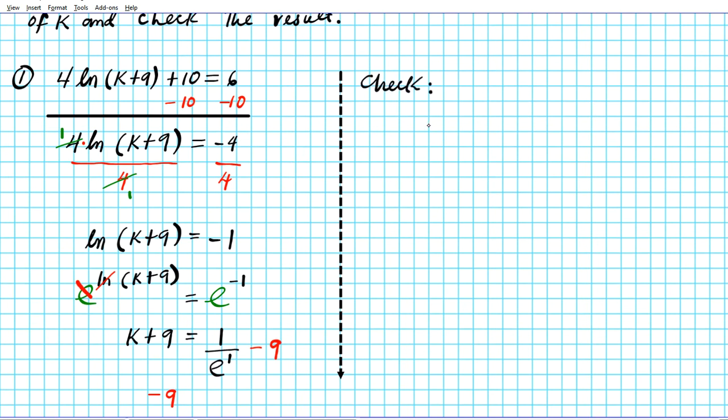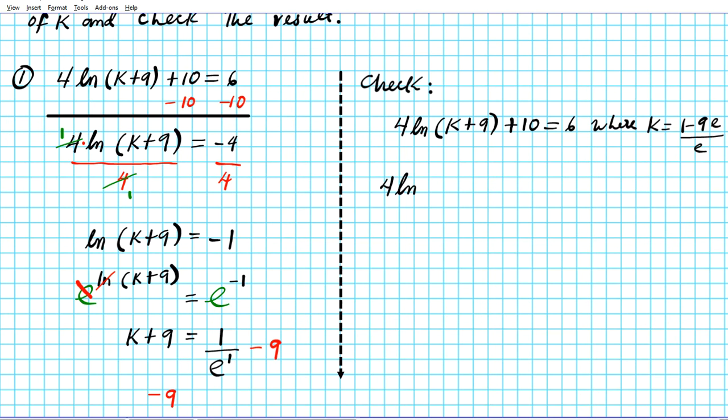The original problem is 4 times ln k plus 9 plus 10 equals 6. Okay, so we want to check this where k is (1 minus 9e) over e. So what's that going to look like? What we'll have is basically the original problem with the answer substituted in the place of the variable.